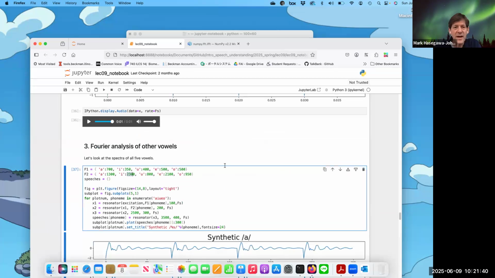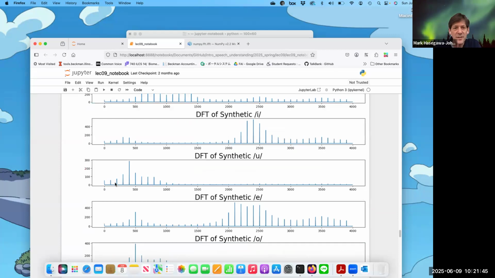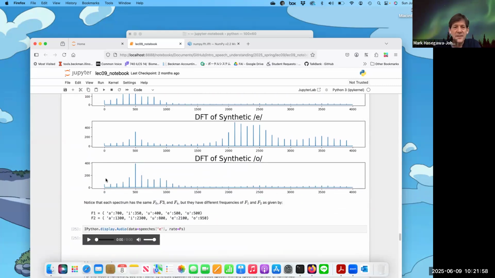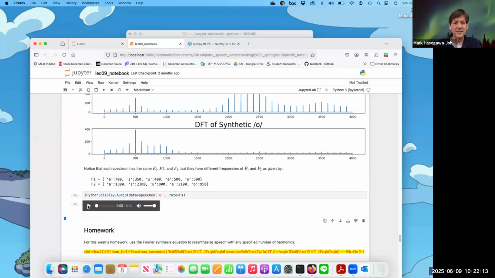The synthetic U should have peaks at 400 and 800. Let's see, when I plot the spectrum of the synthetic U, it has a peak at 400 and one at 800. The synthetic A has peaks at 500 and at 2,100, and then again at 2,500 and 3,500. The synthetic O has a peak at 500 and then another peak at 900. And then its next peak is all the way over here at 2,500, and then this last peak is over here at 3,500. Oh, here's a display again, so I can play each of those back in order to see how it sounds. There's the A and the O and so on.